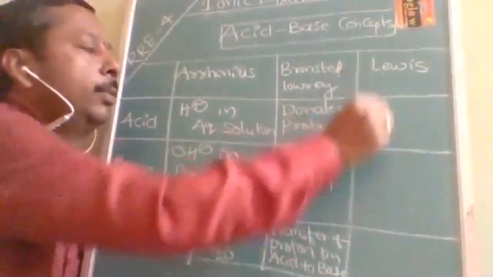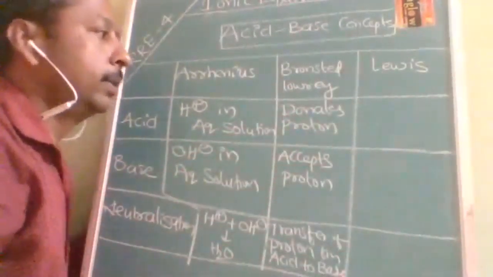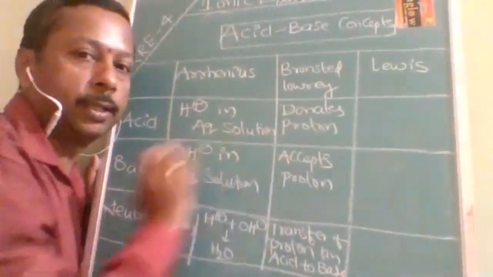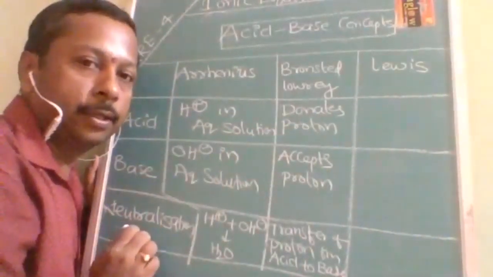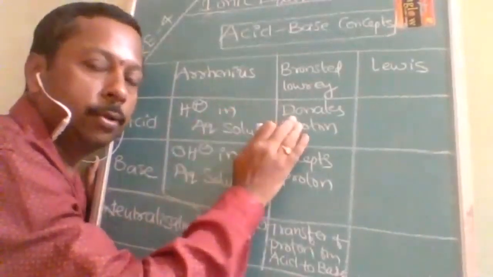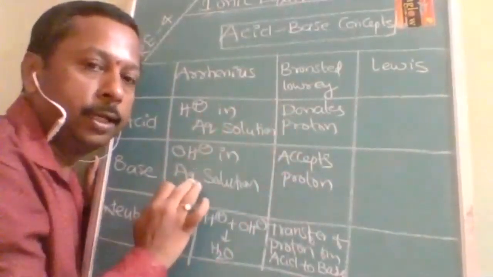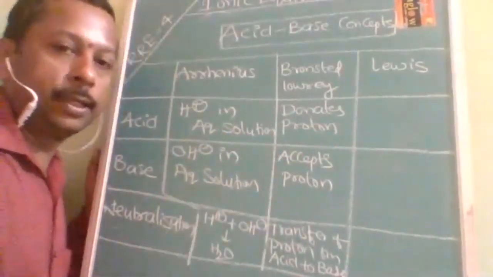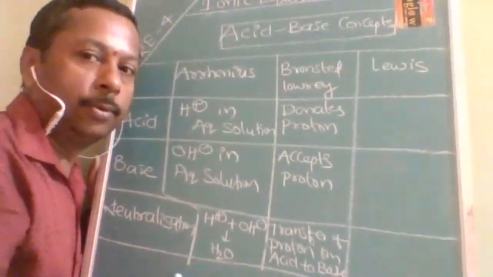Then coming to the Lewis concept. In the Lewis concept, it is entirely different. At least these two are similar. There is a question: all Arrhenius acids are Bronsted acids, but all Arrhenius bases are not Bronsted bases. When you compare the sentences, you will be able to understand.